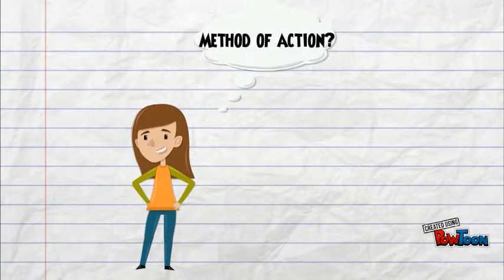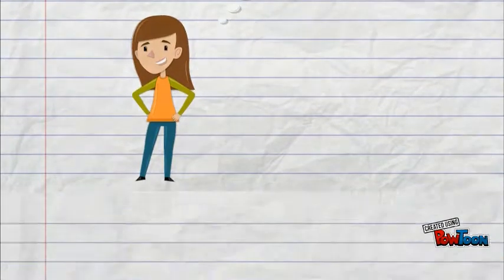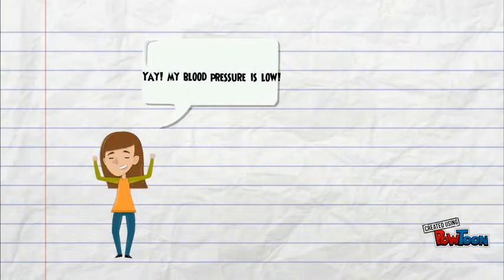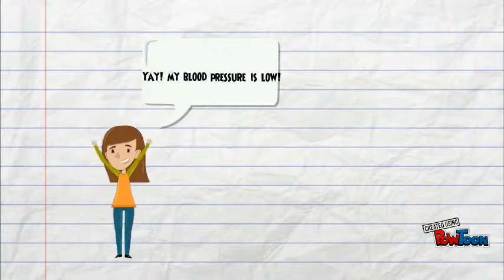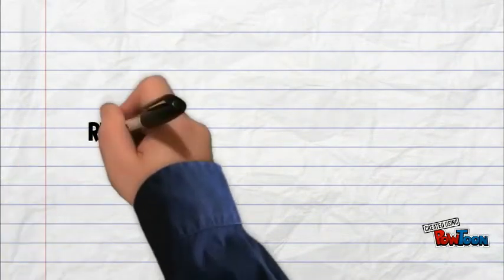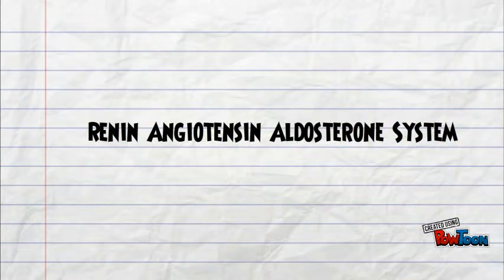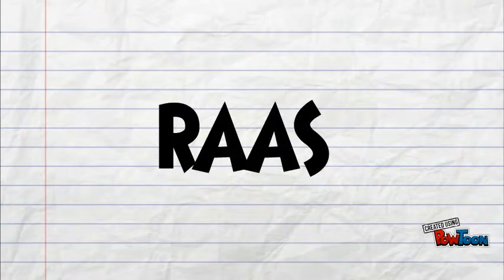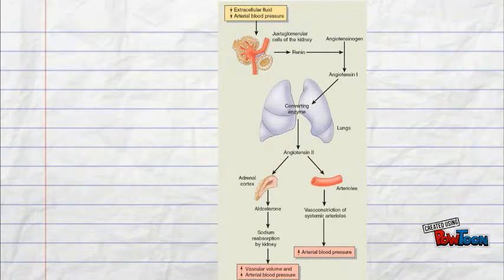How does an ACE inhibitor achieve its therapeutic effect? Well, ACE inhibitors achieve a therapeutic effect by suppressing the renin angiotensin aldosterone system, also known as the RAS. For those of us who might need a little refresher, the RAS system includes the kidneys sensing a drop in blood pressure or blood volume and starting the secretion of renin, which then converts angiotensinogen to angiotensin 1.